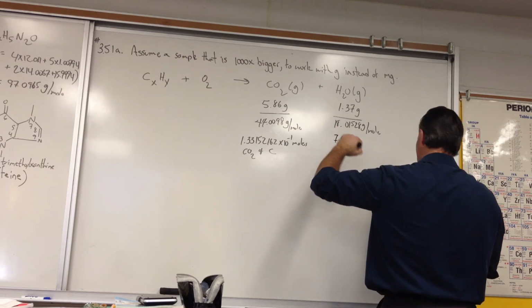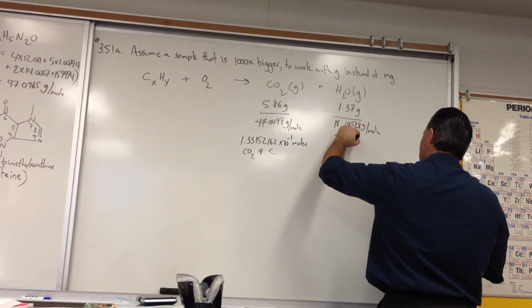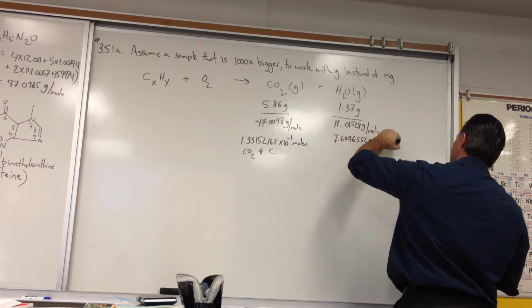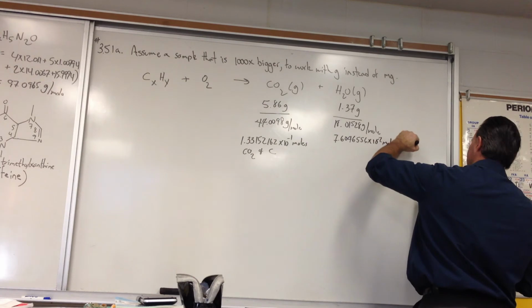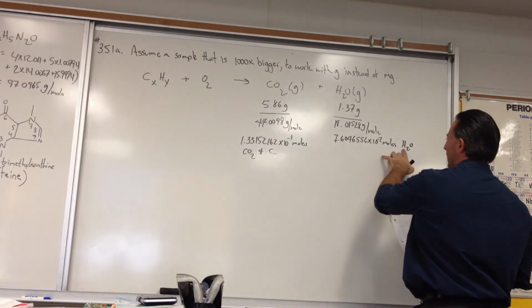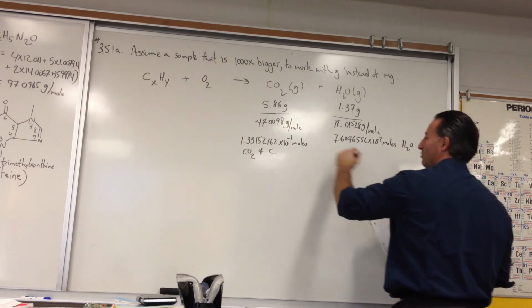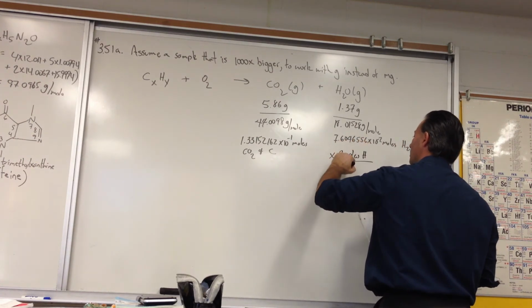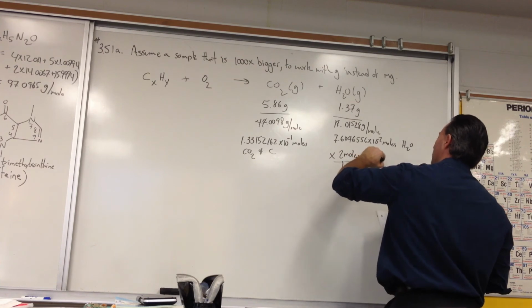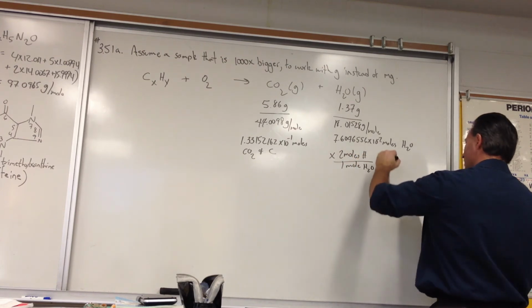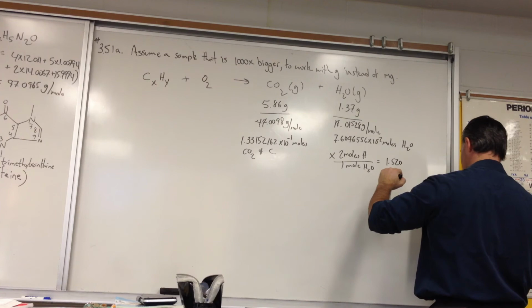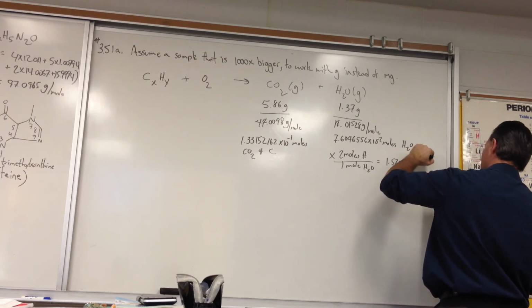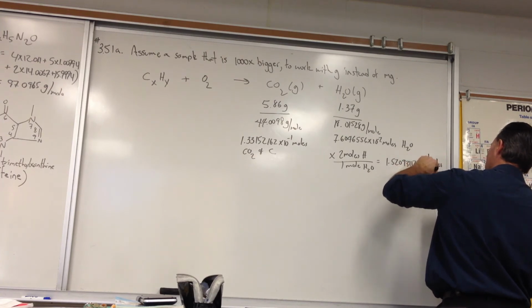For water, the result is 7.606556 times 10 to the minus 2 moles of water. But remember that water has a 2-to-1 ratio of hydrogen atoms per every mole of water, so you can say times 2 moles of hydrogen for every 1 mole H2O, and the result is that you have 1.52093112 times 10 to the minus 1 moles of hydrogen.